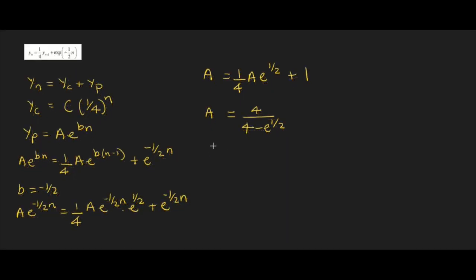Now, that will allow us to write our general solution for this equation as yn is equal to c multiplied by (1/4)^n plus 4 over 4 minus e^(1/2) multiplied by e^(-1/2) to the power n.